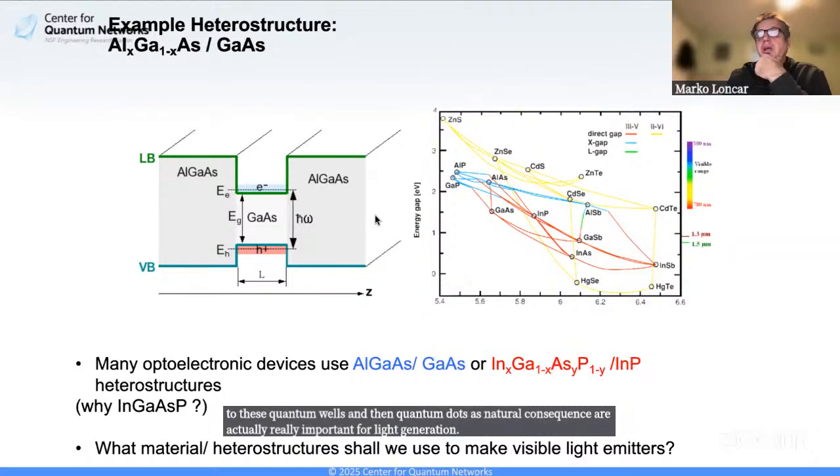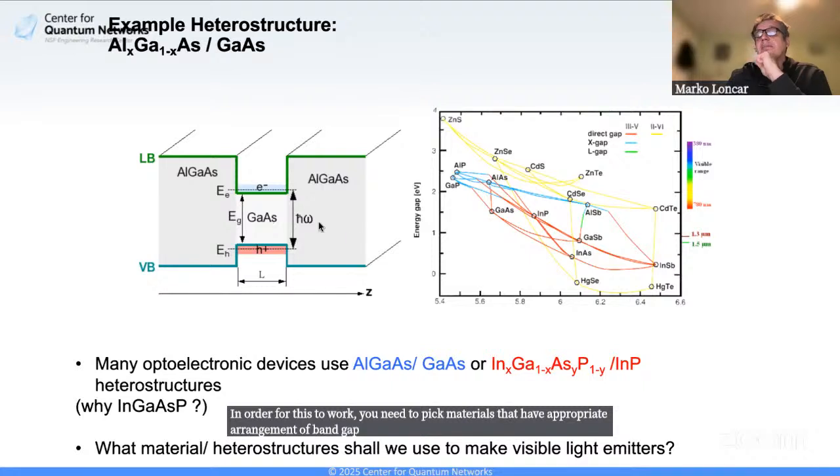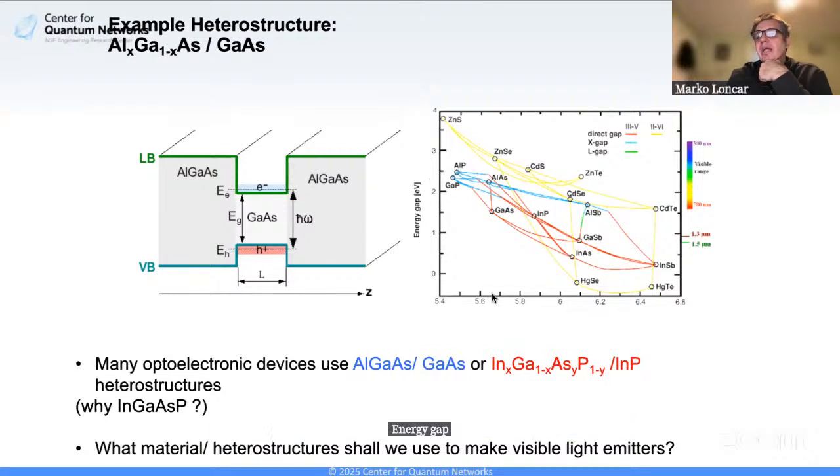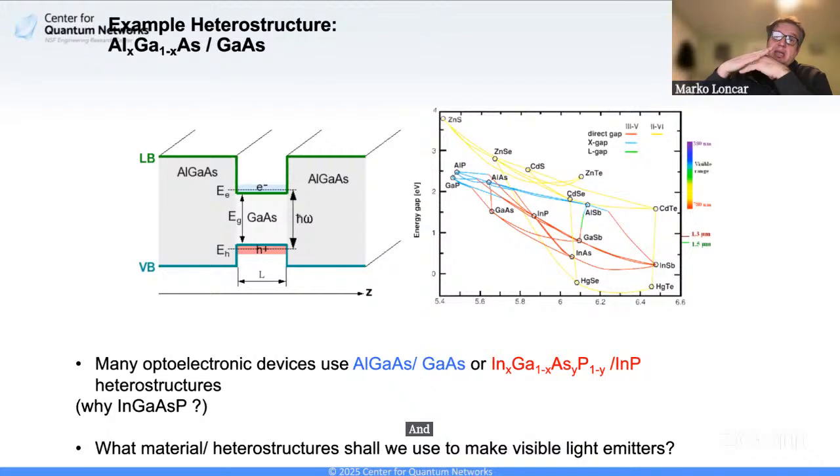In order for this to work, you need to pick materials that have an appropriate arrangement of band gap, but also need to have the same lattice constant. And so often in the literature, you find graphs that look like this, that tell you the energy gap of a particular material as a function of lattice constant. These materials are typically man-made, grown using MOCVD or MBE processes. And this growth can only exist at meaningful thicknesses if materials have the same lattice constant.